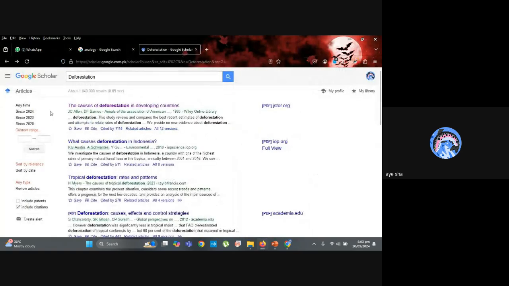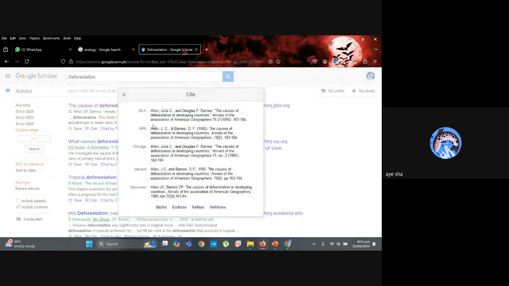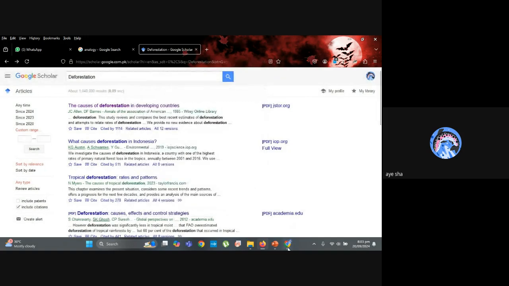Now, we have already opened Google Scholar, right? So here is an option. We have typed deforestation, all right? Here we have the option Cite. You just have to click on it, and we get different types of citations of that particular article. We have the MLA style, the APA style, Chicago, Harvard, Vancouver, etc. So this is the Harvard style. You can just copy it and paste it into your file and use it as it is. That is the shortest way.